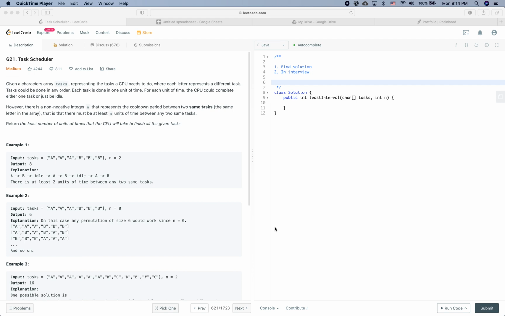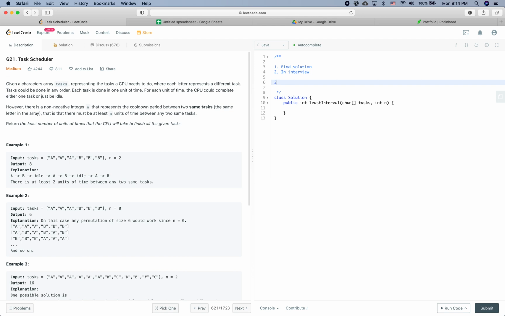Okay, so Leetcode practice time. Task scheduler. Two goals. First of all, it is to find a solution for this specific problem, and the other one is to see how to behave during an interview given a specific question. So, first of all, it is to clarify the question and understand the question and think about some edge cases.